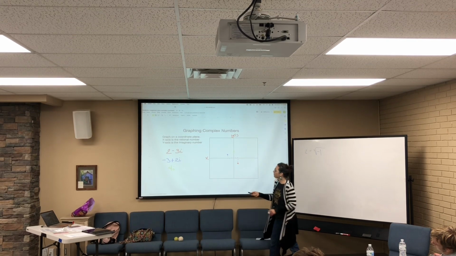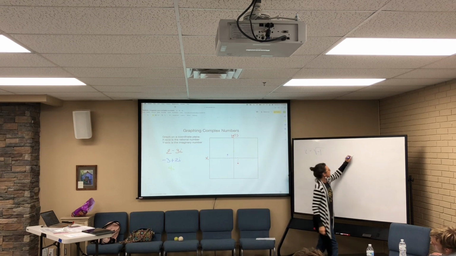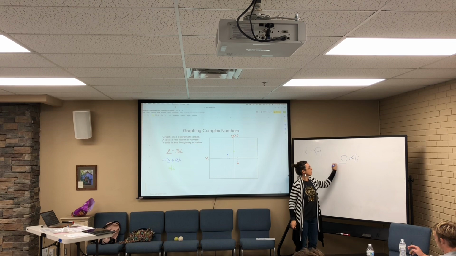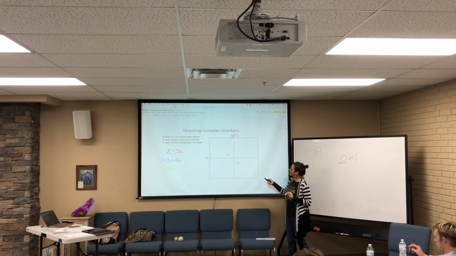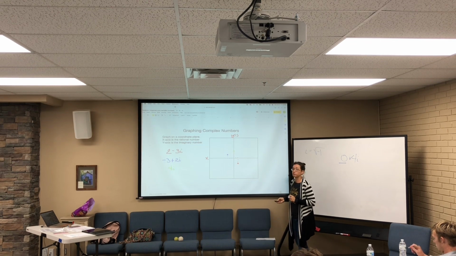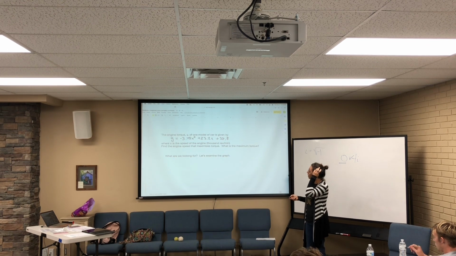Now on this one, 4i, what's my real number part? 0. So it's really 0 plus 4i. So my real number part is 0, so I'm just going to stay right there, and I'm going to go up 4. 1, 2, 3, 4. Here would be my graph. Any questions on graphing them? Okay.